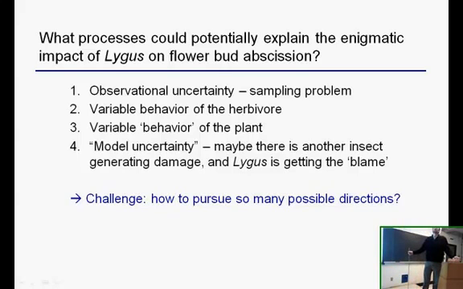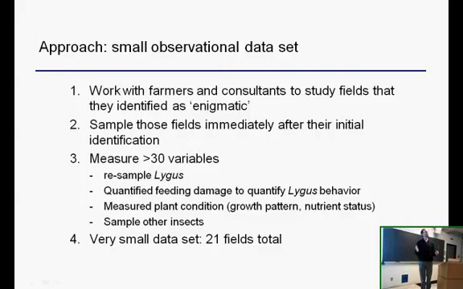What do we do? It was very daunting. How do we start with such a vast array of possibilities? And so what we decided to do was a small-scale observational study to try and screen, sort of sift through this long list of possibilities. So here's what we did.